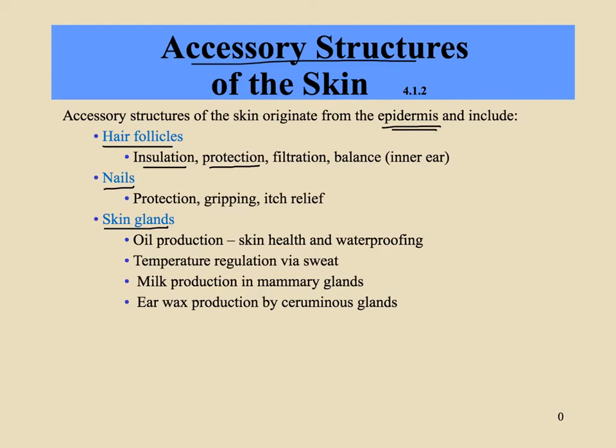Your eyebrows help stop sweat rolling down your forehead, and also keep it out of your eye. So we've got protection and filtration as another important role of hair. And there are also hair cells in your inner ear that are involved in hearing and in balance. So there are a number of roles that hair plays, not just making you beautiful because of the best haircut you have.